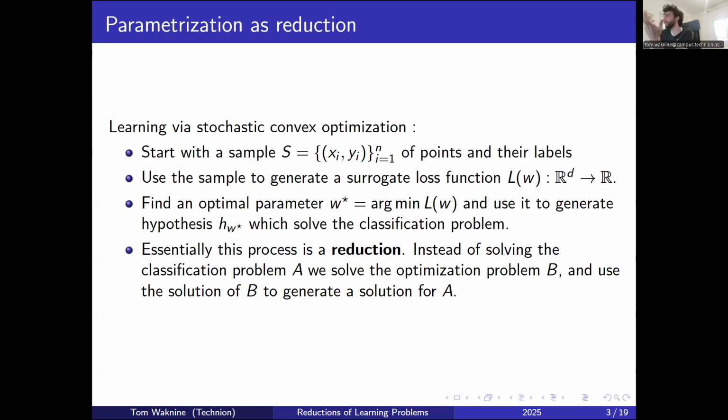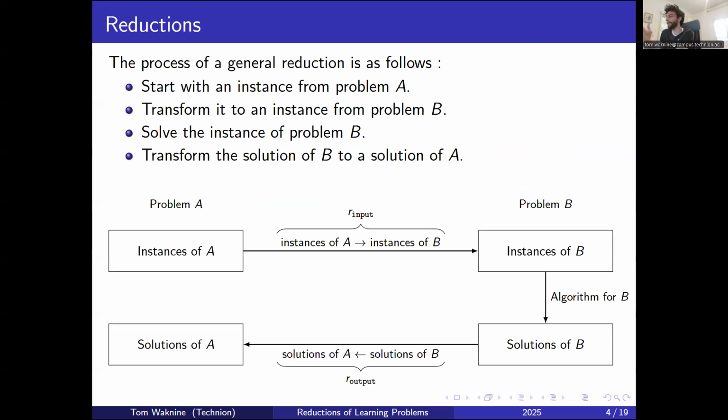This process is essentially a reduction. You start with some classification problem. You want to use this sample to find a function that can pair a new x to its true label y, even if this x and y don't appear in the sample. And instead of doing this, you solve a different problem. You solve the optimization problem of minimizing this new loss function. And then somehow you go back from the optimal solution to the new problem to a solution to the original problem. Yeah, so this is a reduction.